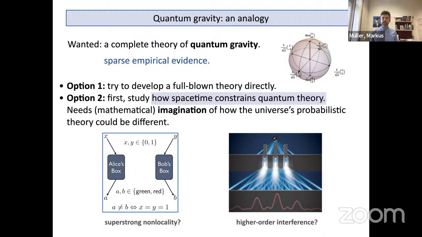Or perhaps you could think of a proposal by Rafael Sorkin of higher-order interference, where you say, what if I have a triple slit experiment? Could it be that, in contrast to what quantum theory predicts, the pattern that I see cannot be explained just by contributions from pairs of paths?